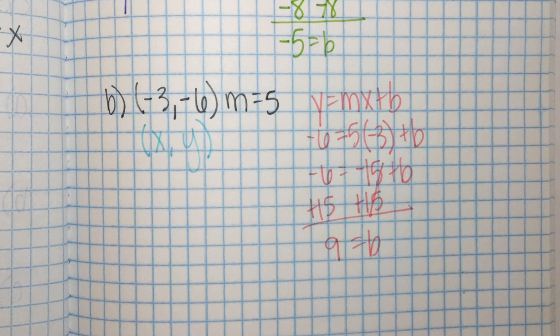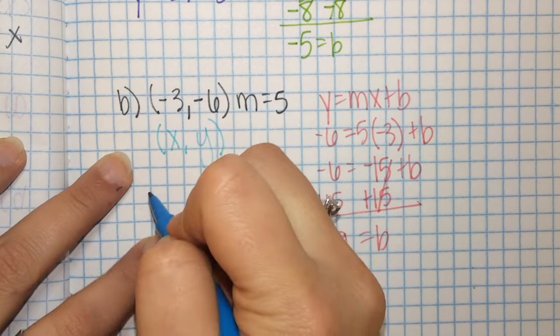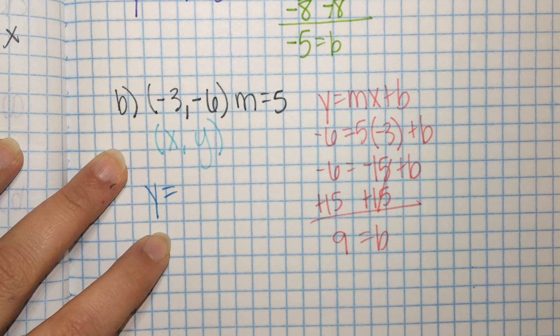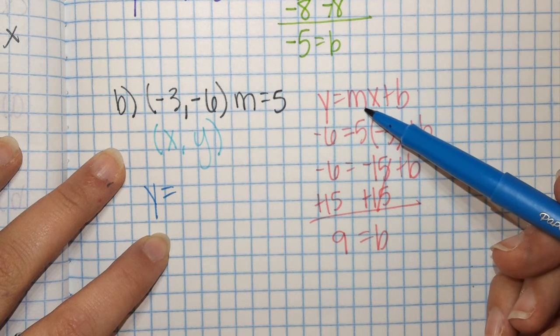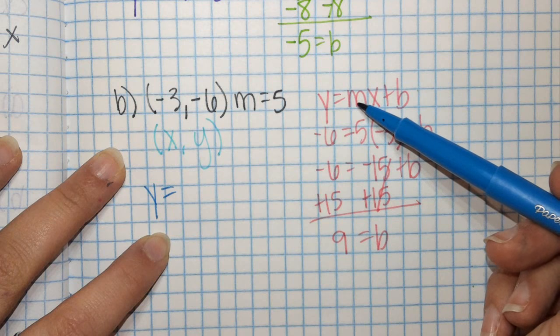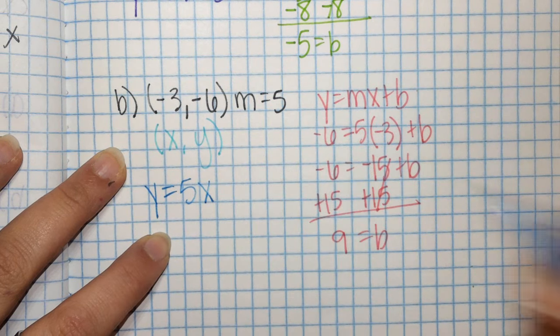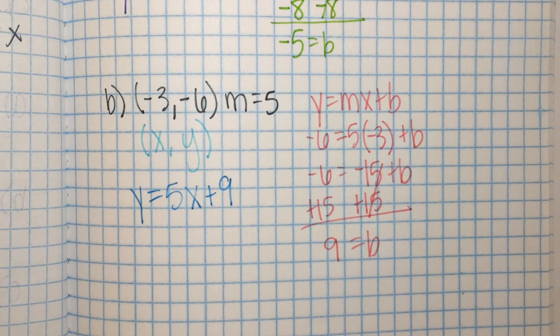Okay, now, what do the directions ask us to do? Write it in slope-intercept form. All right. Now, how do we write it? All right, Damien, tell me what to do. Y equals 5x plus 9. Yes, it's 9. Look at us go.